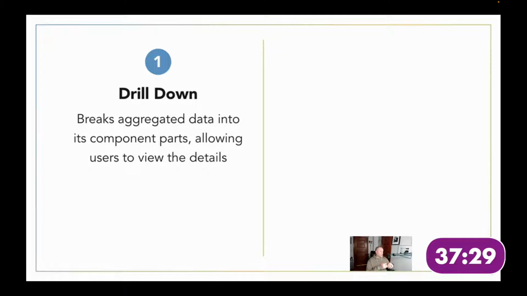When they drill down into a specific region, the dashboard filters the data to only show the details for that region. Similarly, if they further drill down into a country, the dashboard would only show the sales data for that country.